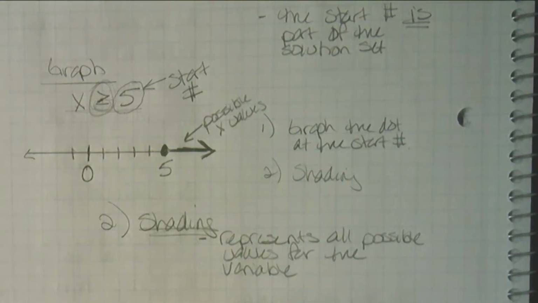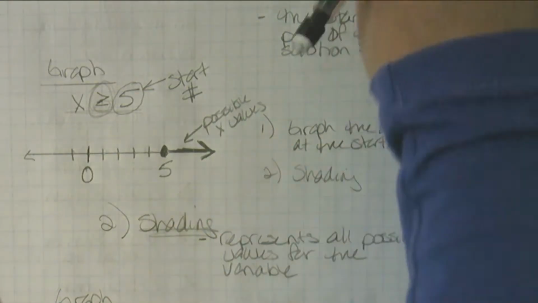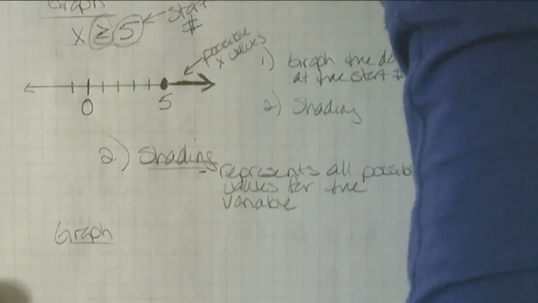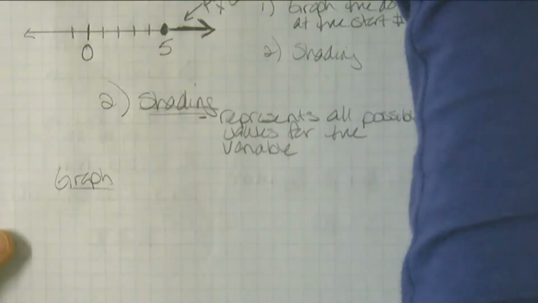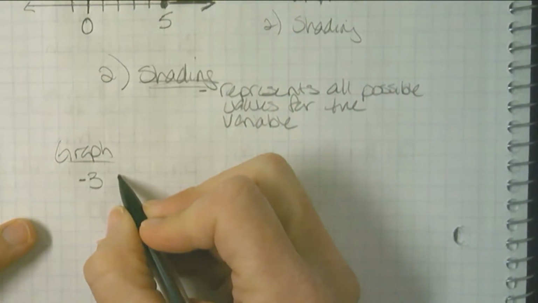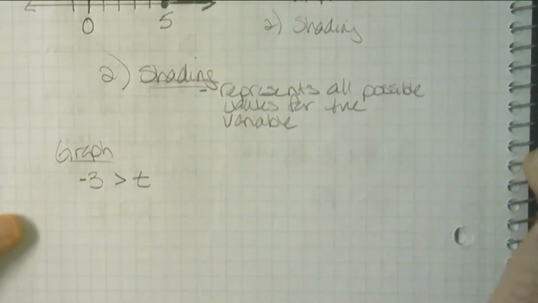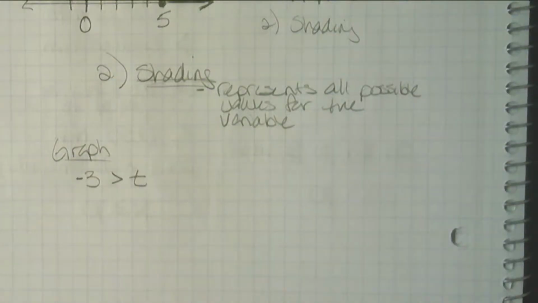Okay. So I want you guys to graph this one. Let's graph -3 is greater than t. All of you graph that, please.